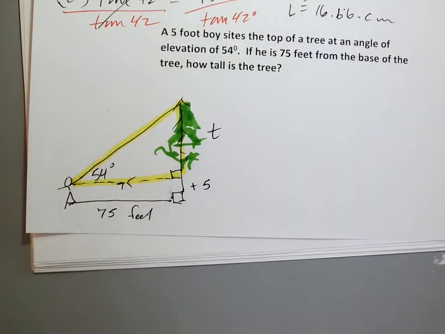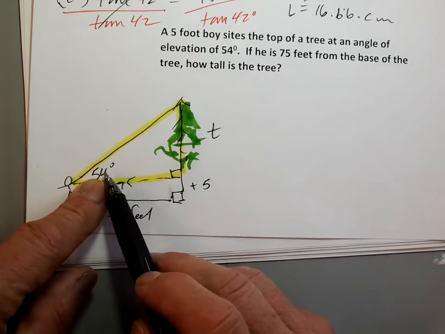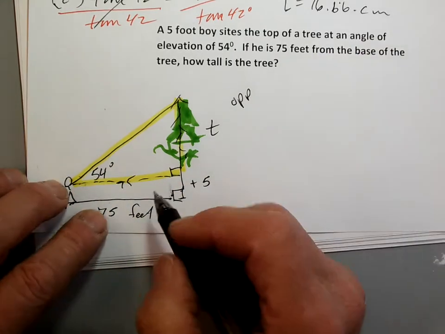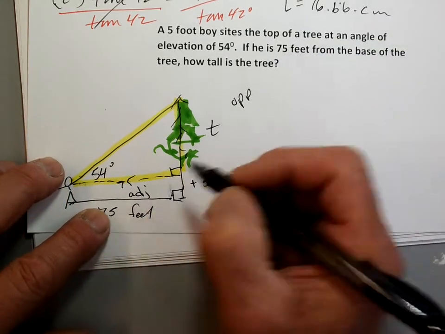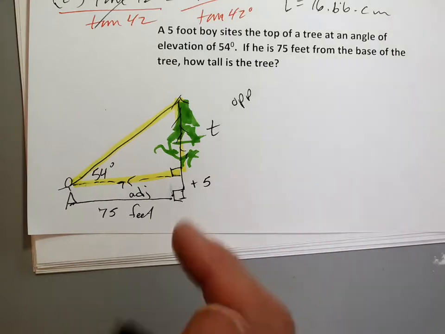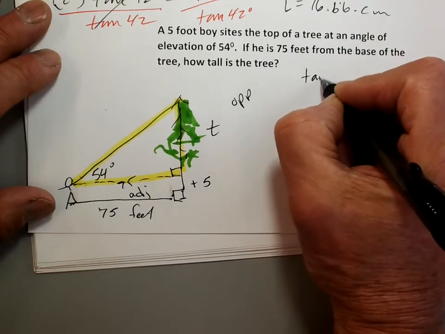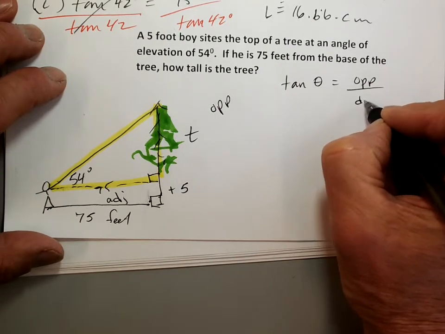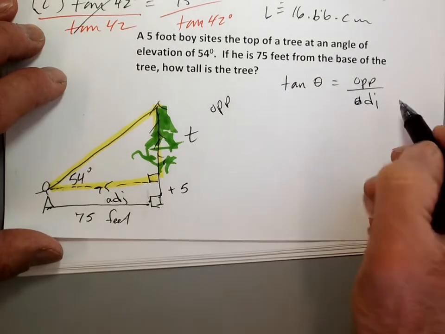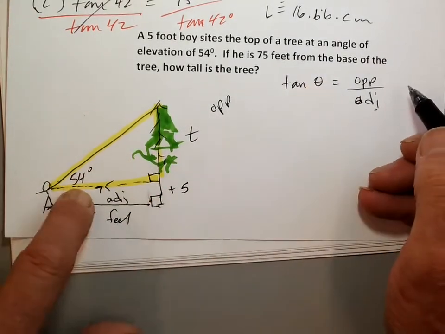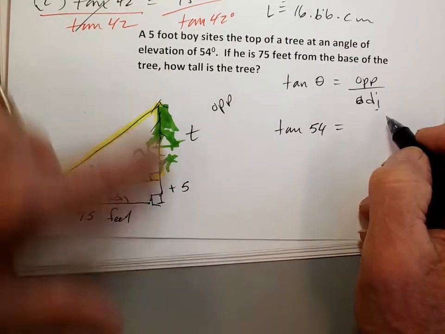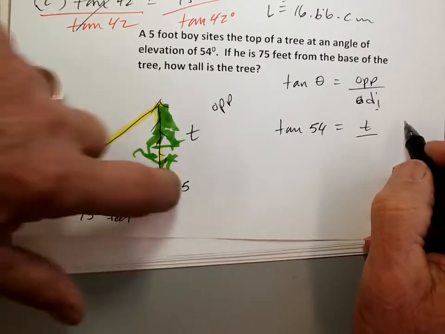Okay, so let's do it. So here's my angle. That's theta. What I want to find is the opposite side, and I'm going to use my adjacent side. Opposite adjacent, we should be familiar with that, is my tangent. So I'm going to set up my tangent of theta is equal to my opposite over my adjacent. So theta is an angle, right? So I'm going to use 54. So I'm going to rewrite this as tangent of 54 is equal to the opposite, which is t, I don't know what it is, over my adjacent, which is 75.